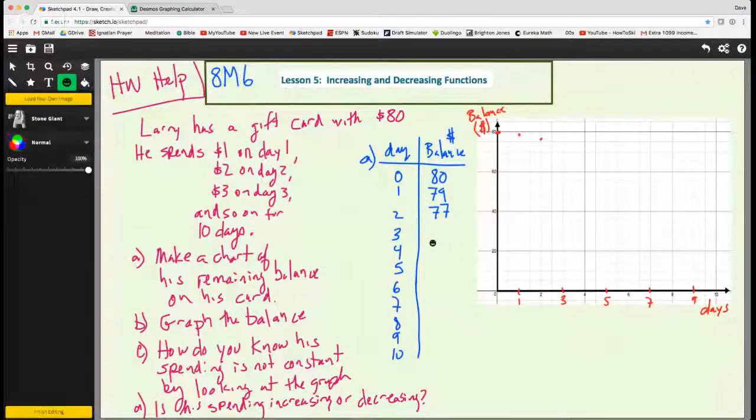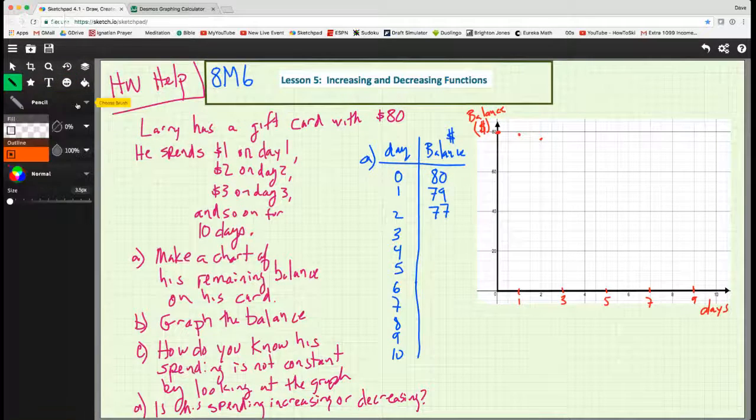And here we go. This is Larry and his gift card. There's a lot of words here, but don't worry about it. I think you're going to get the hang of it pretty quickly. Okay, Larry has a gift card. It has $80. He's going to spend $1 on day 1, $2 on day 2, $3 on day 3, and so on for 10 days. So he's $4 on day 4, 5 on day 5, etc.